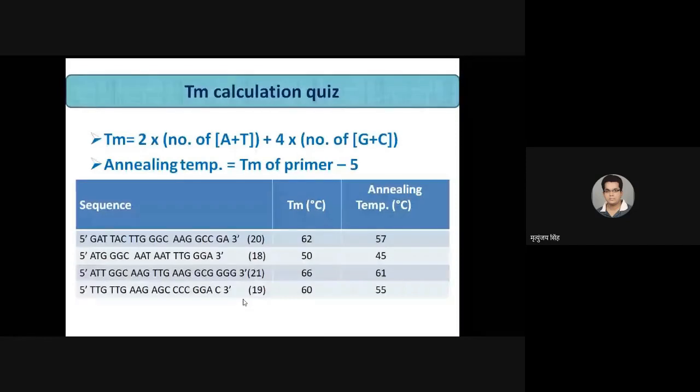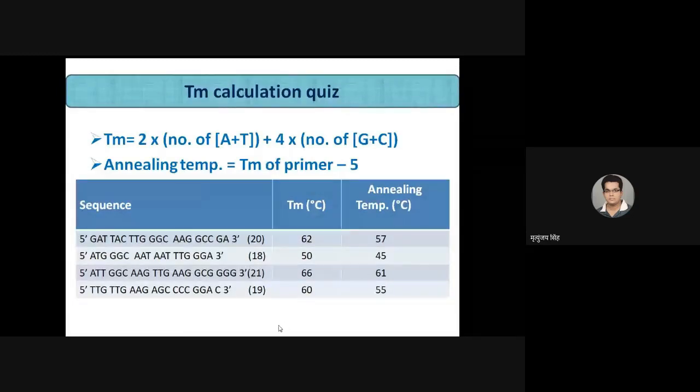Now by using this formula, we can calculate the melting temperature. Four examples are listed here. The first one is 20 nucleotides long, where the GC content is 11, so 11 multiplied by 4 is equal to 44, and AT is 9, that multiplied by 2 is 18, so 44 plus 18 is 62. For annealing temperature calculation, you just reduce 5 from this 62, and you will get 57 degrees centigrade. Likewise, as you see, the melting temperature is dependent upon the length of the primers and GC content.